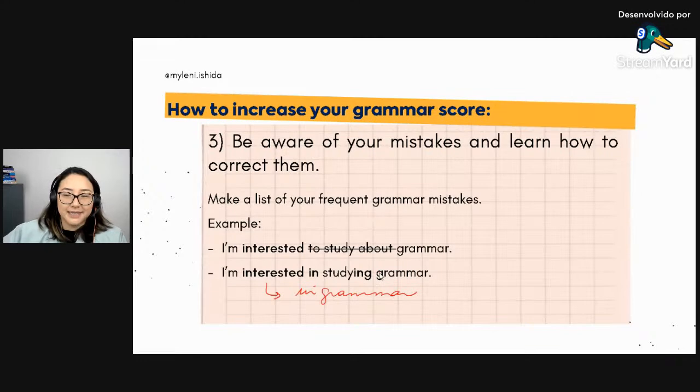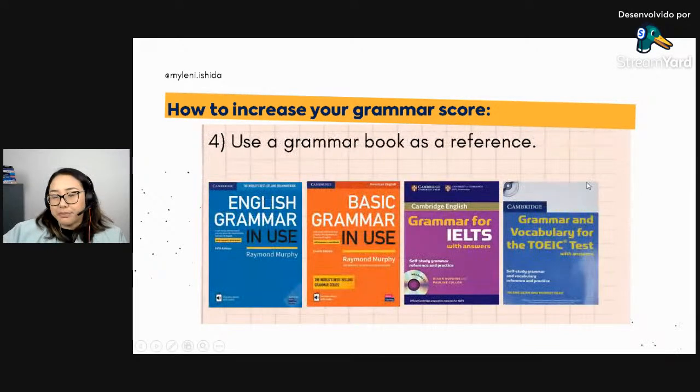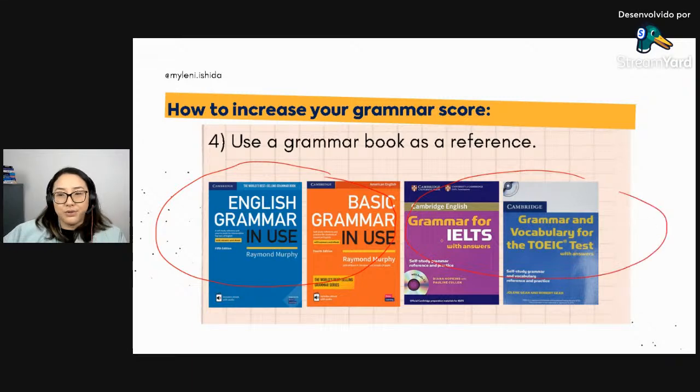Both are possible, right? The next step, use a grammar book as a reference. You can use a general grammar book, like I put here, or you can use a grammar book focused on the test you are studying. Grammar for IELTS or this grammar and vocab for the TOEIC, for example. And you have books for all the tests. Unfortunately, we don't have the book yet, right, for the Duolingo, right?